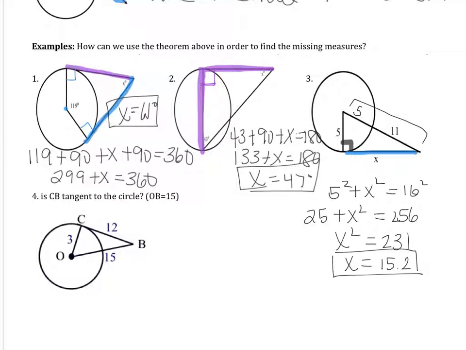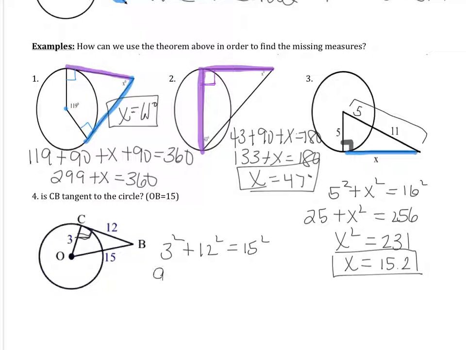So to ensure that CB is a tangent line, that means this angle right here has to be a right angle. How I'm going to ensure it's a right angle is I'm going to do the Pythagorean theorem. So I'm going to do 3 squared plus 12 squared equals 15 squared. Now notice on this problem I did not have to put the 3 right here because my directions told me that OB was 15. It told me the whole thing right here was 15.